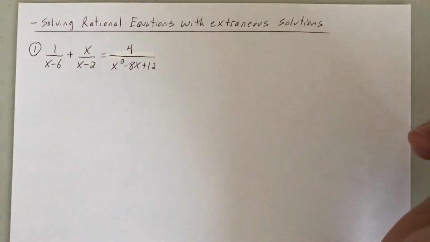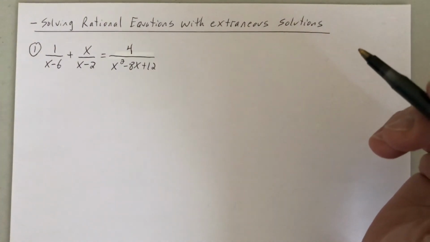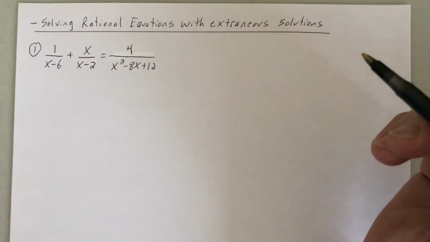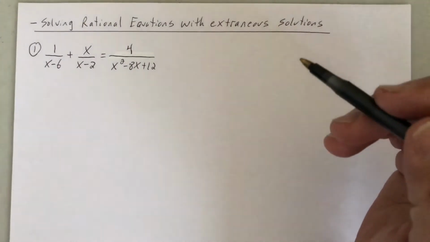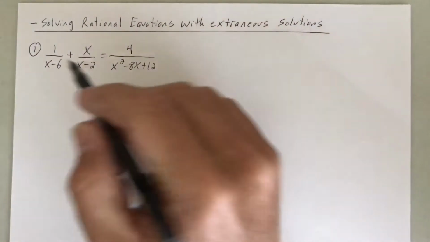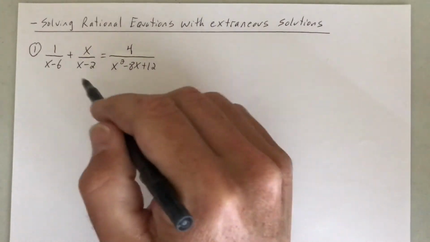All right, so welcome back. Let's take a look at the next part of solving rational equations. This time we're going to have extraneous solutions when we solve it. So go in here, you can see our equation.